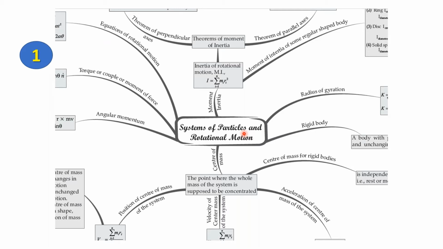So the object or the system of objects will have a stationary center of mass, and it will have angular velocity, angular displacement, etc. We will be learning about inertia, torque, angular momentum, and then some equations of rotational motion. These are the things that we'll be covering in this mind map. They are the essential parts of systems of particles and rotational motion, and they are pretty important for your exams. So let's begin.